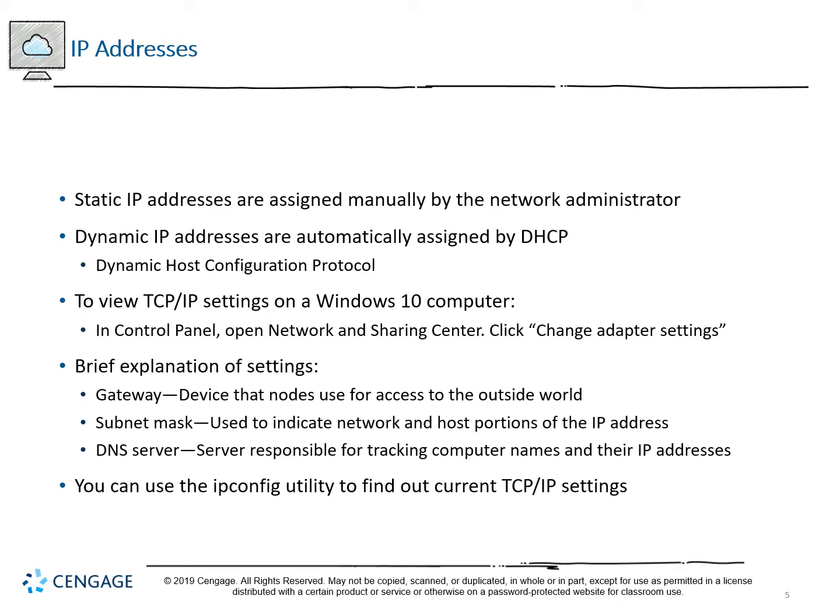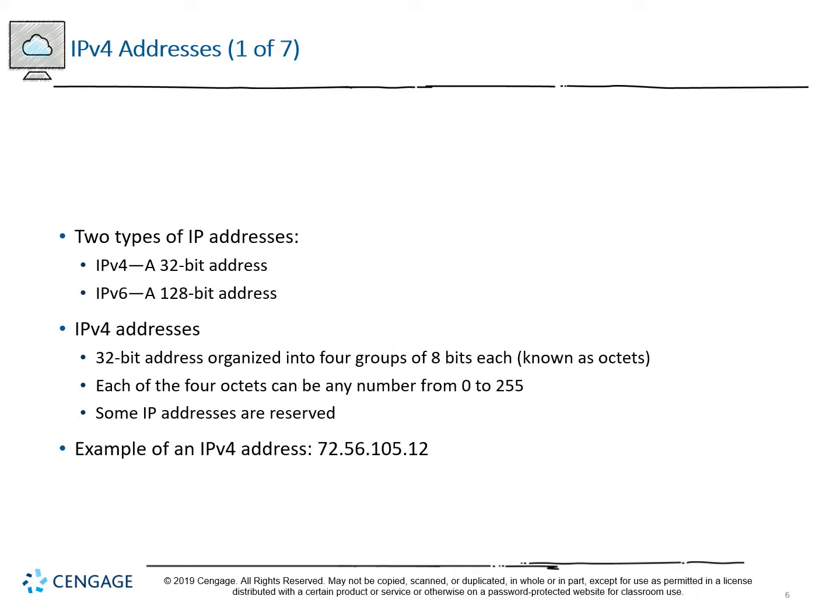You can also use the ipconfig utility to find out current TCP/IP settings for almost any local interface. And when we get to the command line utilities near the end of this lecture, we will see exactly that. So as I said, IPv4 runs 32 bits in length, IPv6 runs 128. Some IP addresses are reserved, so they're traditionally done by class.